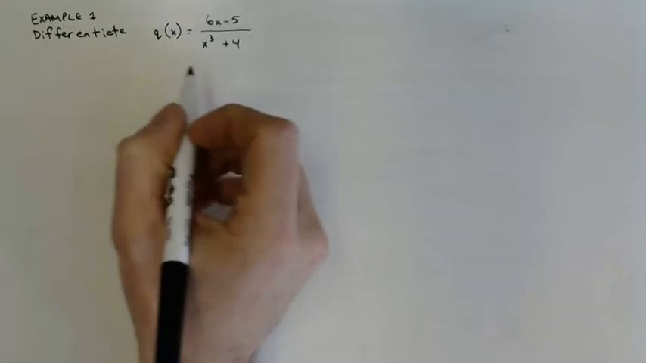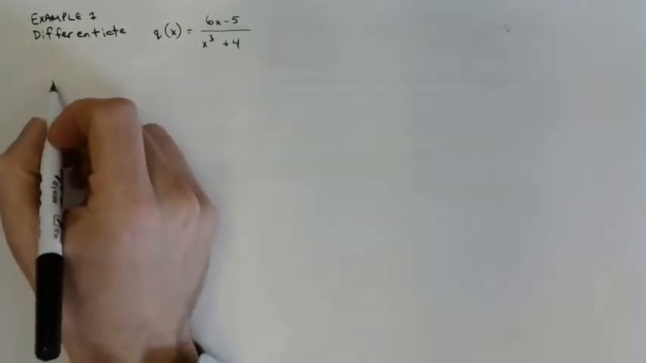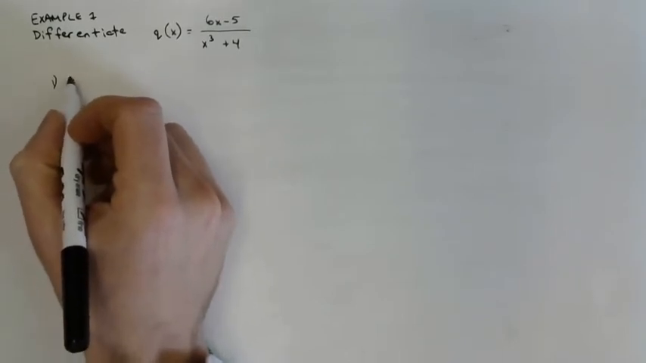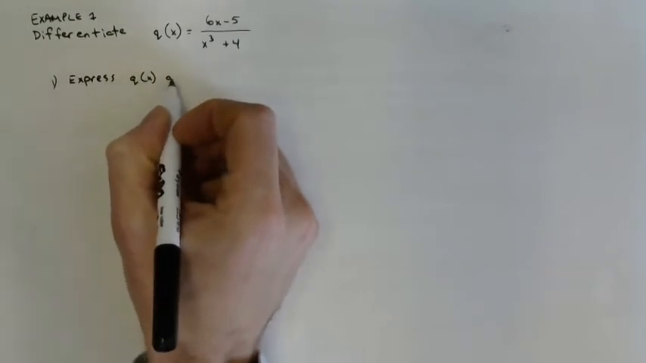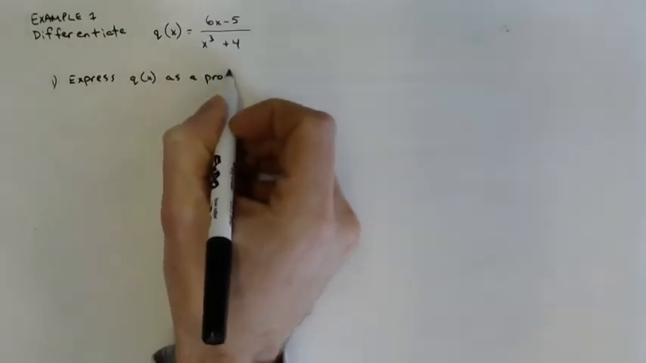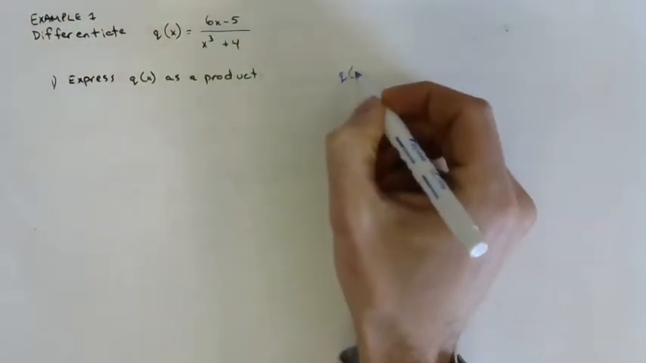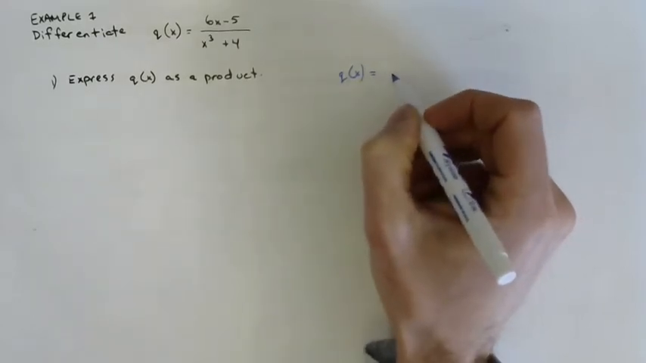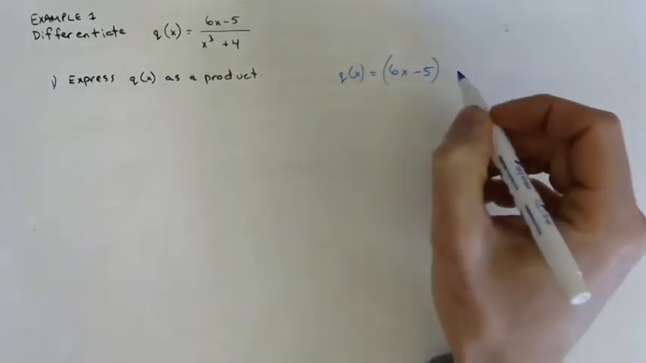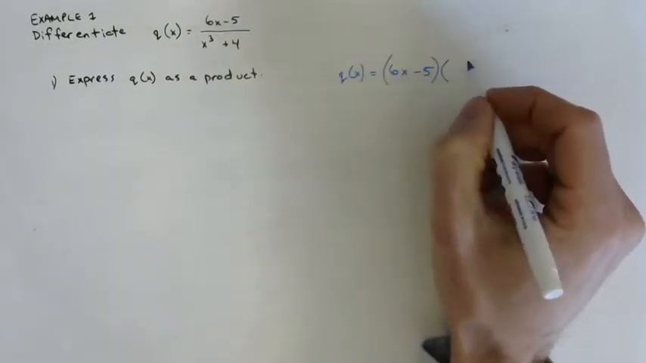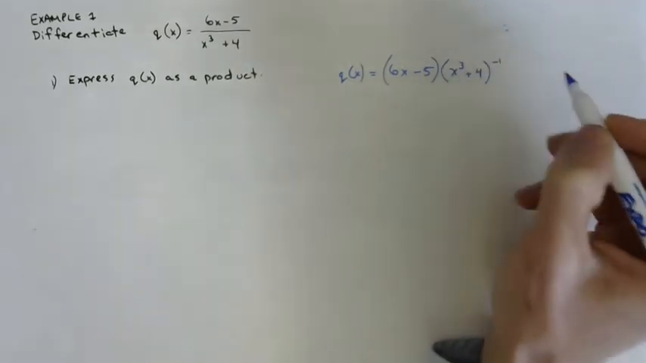We'll differentiate first. Here's q of x. Step 1. We'll write the steps here. Step 1. We are going to express q of x as a product. So we've got q of x, and now instead of having a quotient, we're going to take our numerator, 6x minus 5, brackets, and we're going to multiply it by the denominator to the power of negative 1.